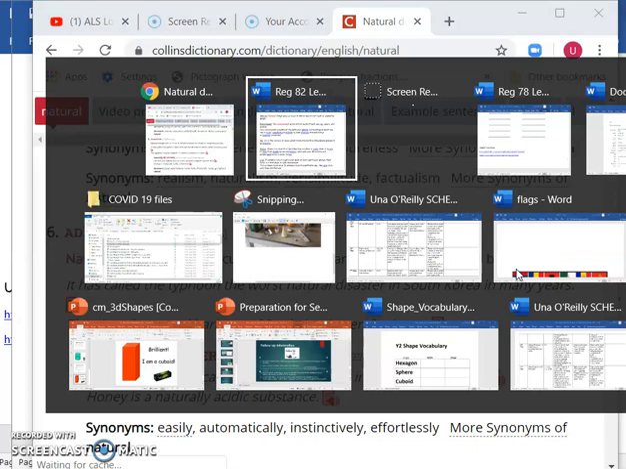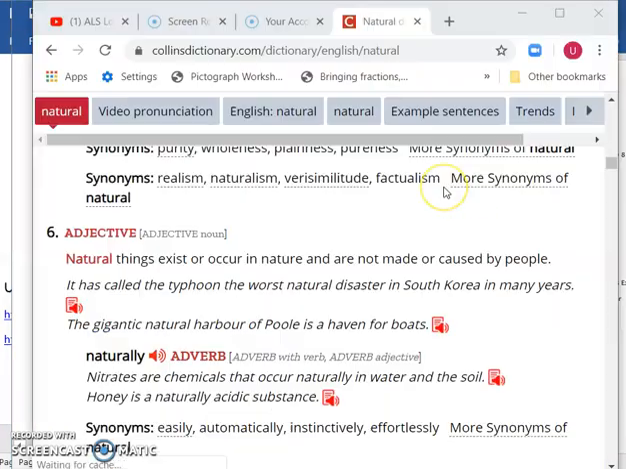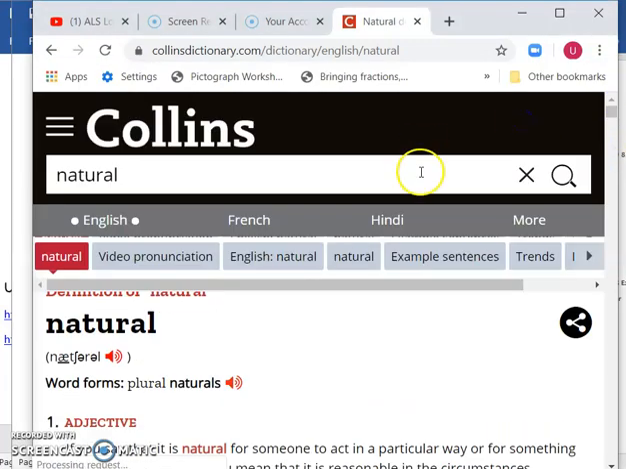Let's see what else we have. Okay, then we have environment. Okay, the environment is the natural world of land, sea, air, plants, and animals. Okay, or your environment consists of the particular natural surroundings in which you live or exist. Don't worry about the rest of that. Okay, that's getting a bit too complicated. We don't need that. So again, you could go back and put in, oh, my PC is not playing ball today. I want to go back to the dictionary now. And go up to the top again and put in environment.